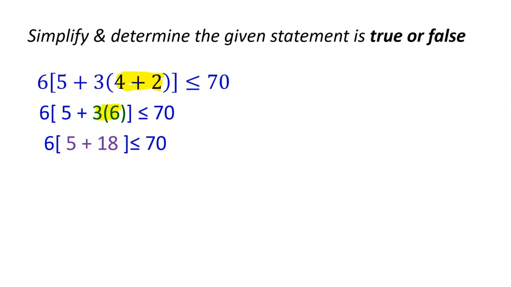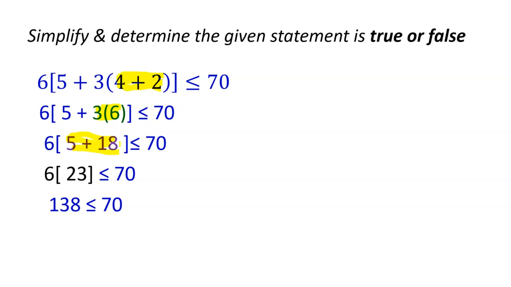That will give me 6 times parenthesis 5 plus 18 less than or equal to 70. I'm still inside the parenthesis and I'm going to add first. That will give me 23. 6 times 23 is less than or equal to 70. Now you can multiply 6 by 23 to get 138.